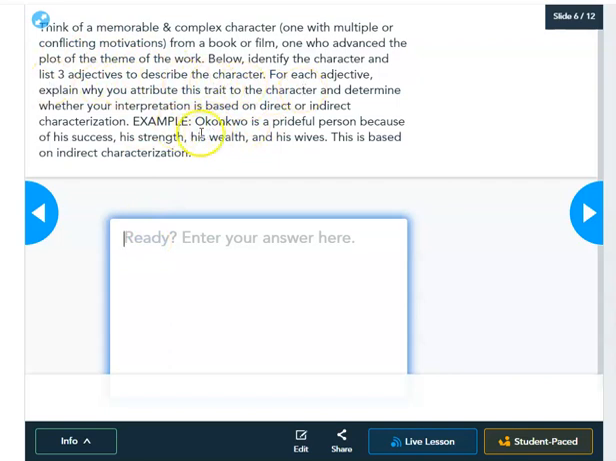So it gives us an example here. It talks about Okonkwo. So if we have Okonkwo here, let's give him three different adjectives. So they said Okonkwo is prideful. We can add that. So Okonkwo is a prideful, maybe angry, and violent man. There we go. Got our three adjectives.